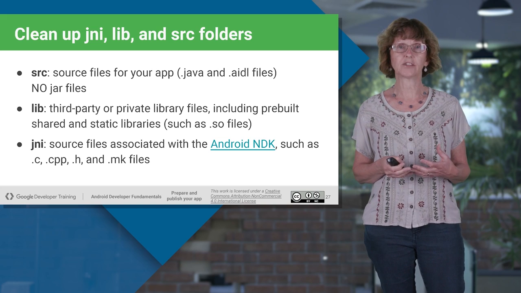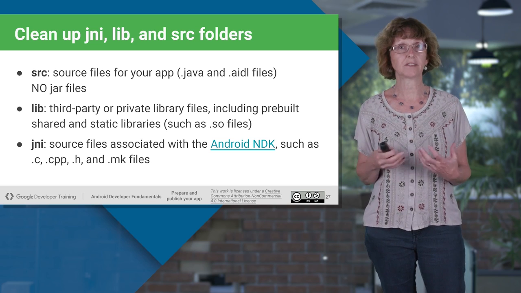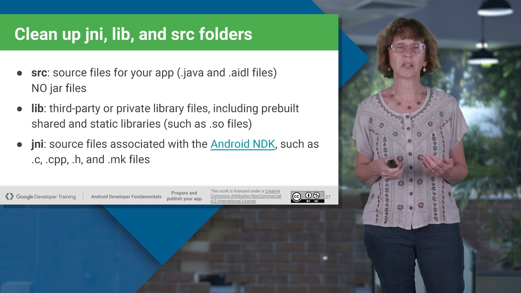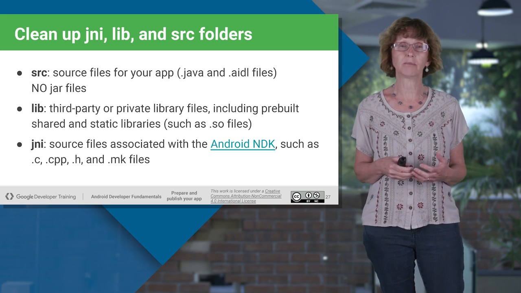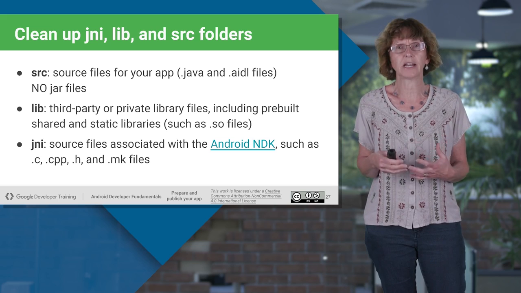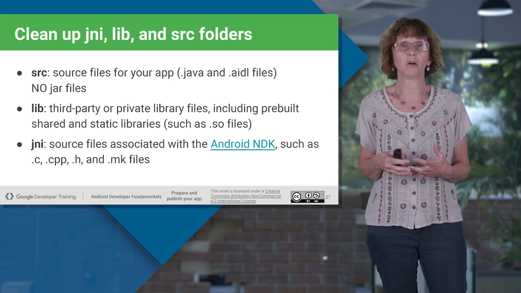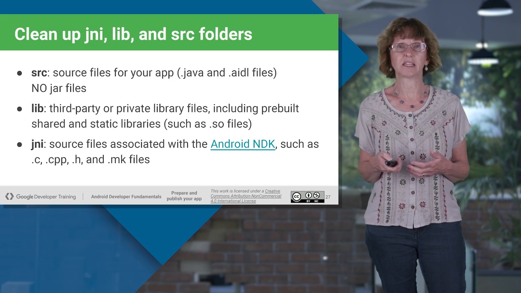And the lib folder contains external libraries, private libraries. Look through those and make sure that the libraries in there are actually libraries that your app needs, because libraries take up space. Maybe you used a library and then you found a different way of doing your code, so then you don't need the library anymore, but the library will still be in the project. Find those libraries and take them out.